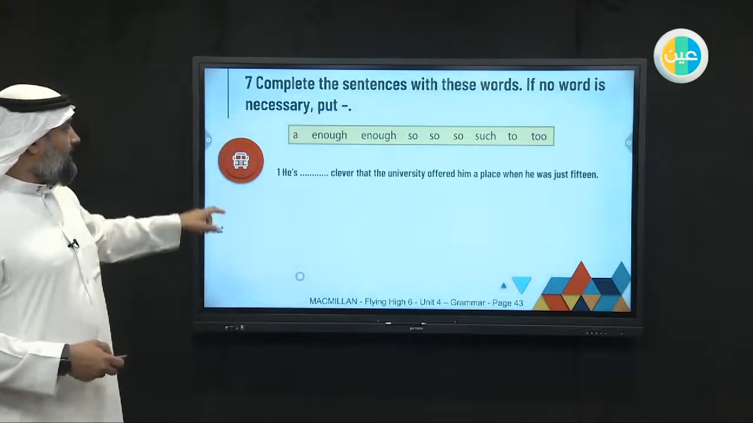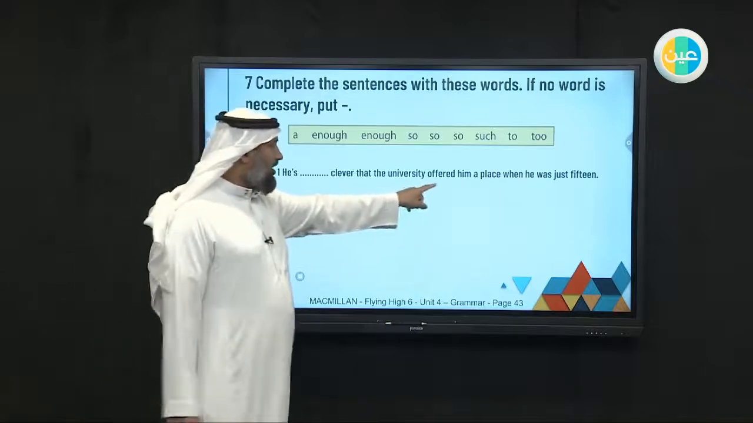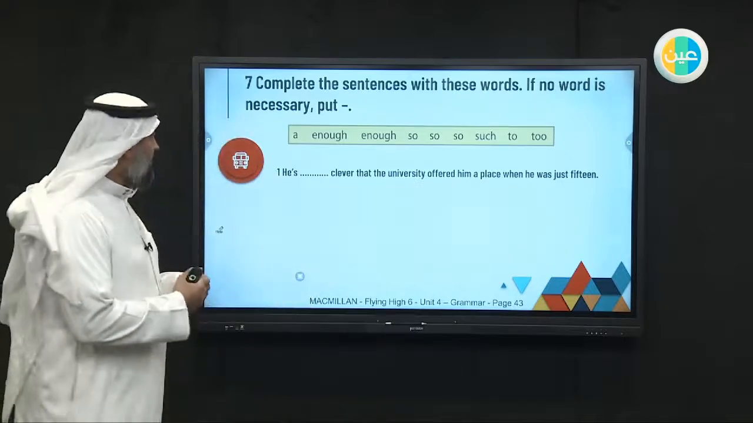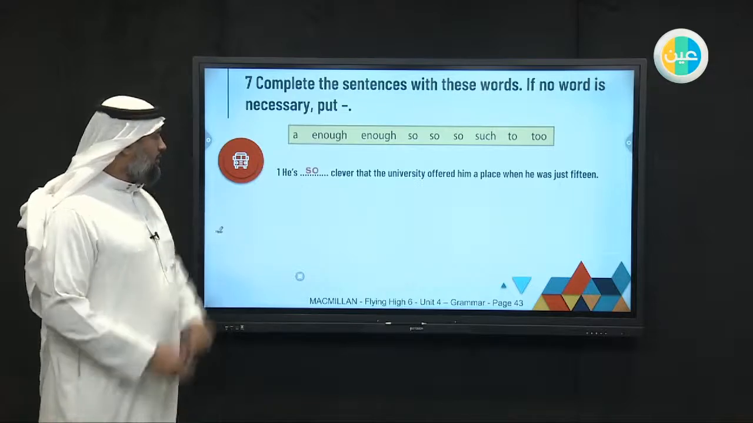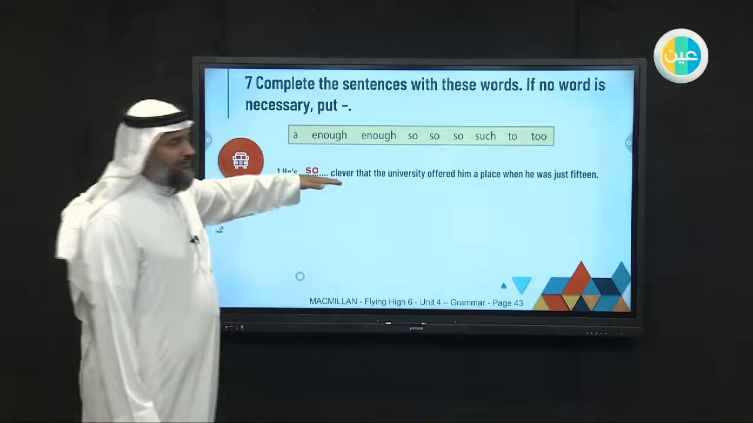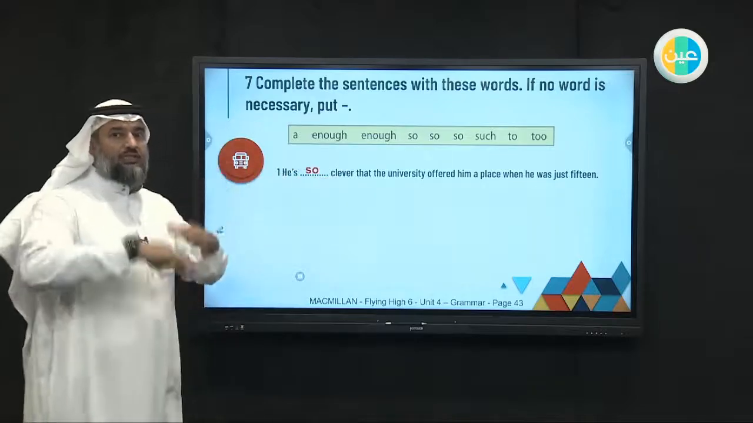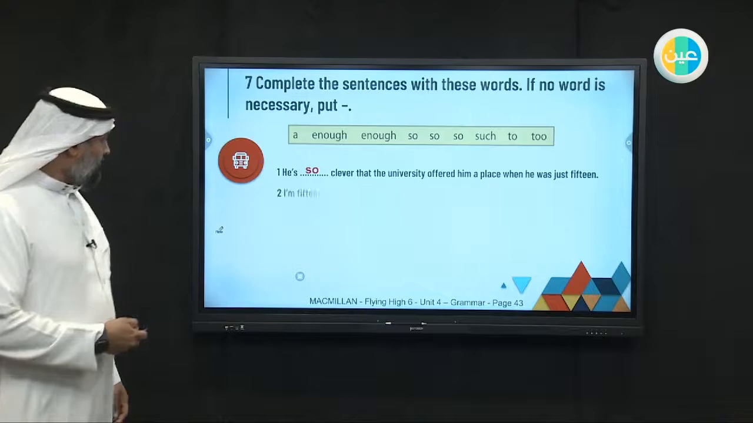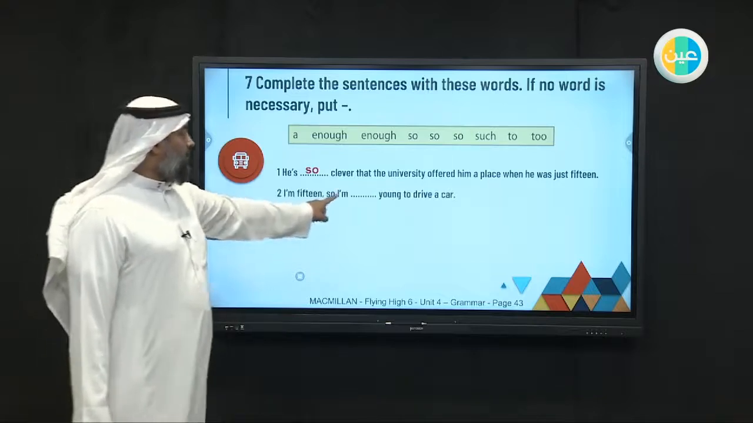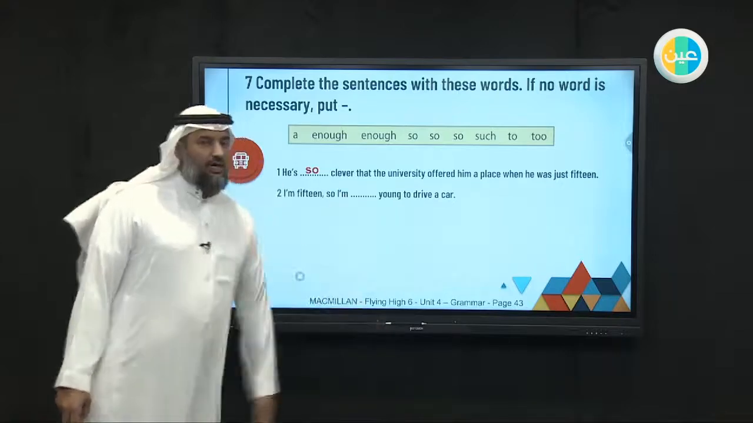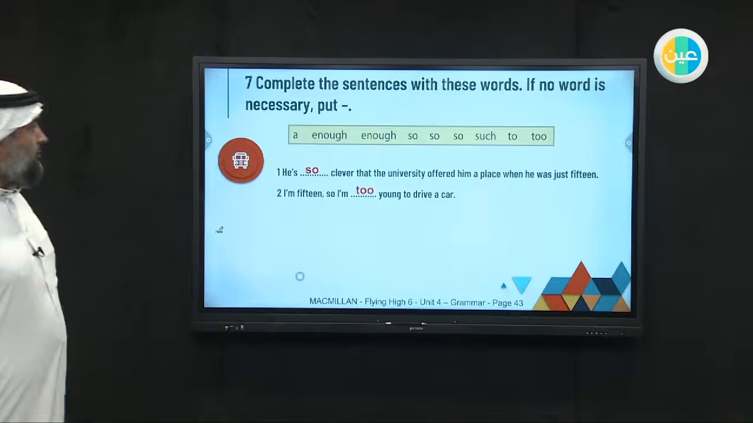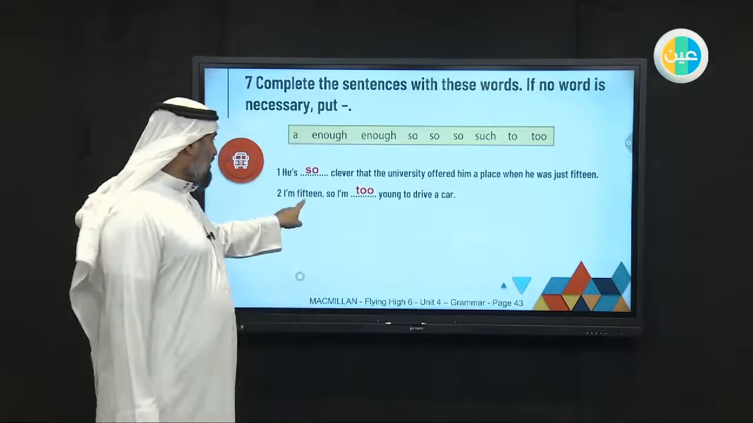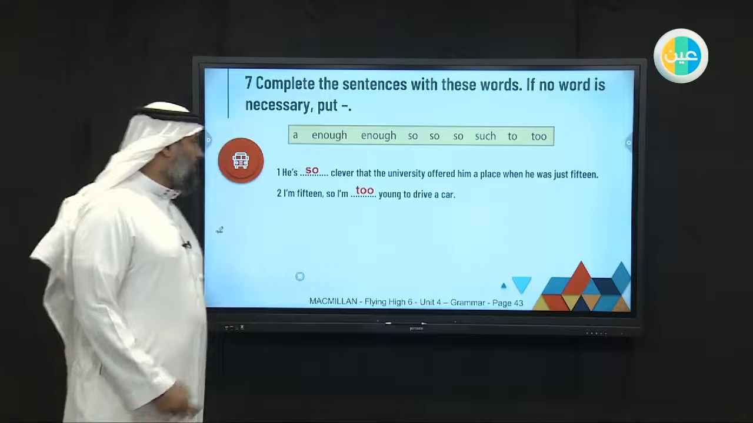The first one: He was blank clever that the university offered him a place when he was just 15. Which one? He was so clever. You don't use "too clever." If you use "too" here, that means the opposite, that he's not clever, he's dumb. So we used "so clever." Next: I'm 15, so I'm blank young to drive a car. I'm too young, because you have to be 17 to drive a car.